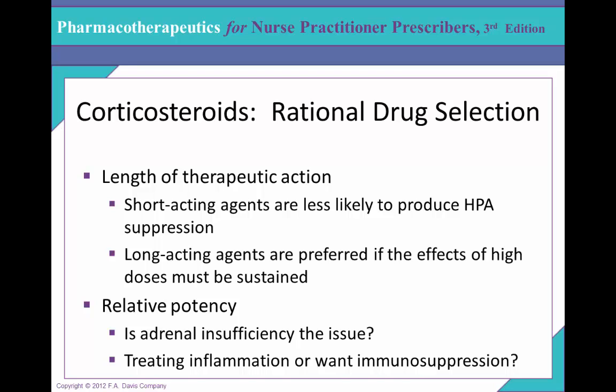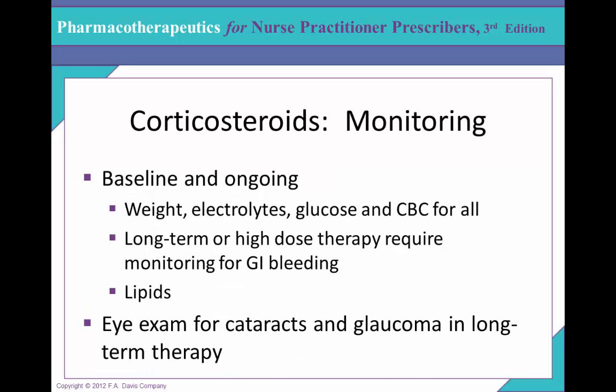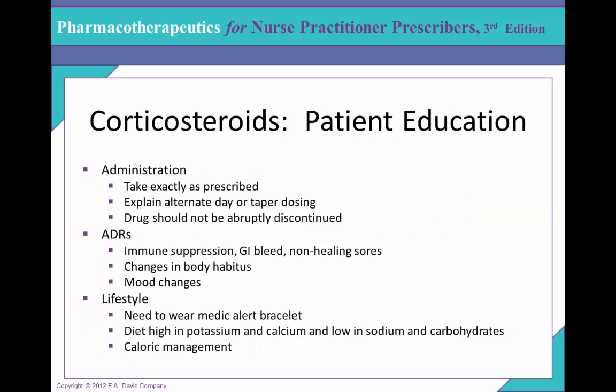If you have a patient with long-term use of prednisone, you will never discontinue abruptly because it could produce adrenal insufficiency. So monitor weight and electrolytes, glucose, CBC, lipids, as well as possible GI bleed. And remember eye exams for cataracts and glaucoma. So again, take exactly as prescribed. Explain to the patient to never discontinue the medication abruptly, that it is either tapered down or used as alternate day to avoid adrenal insufficiency and refractory hypotension and even coma.